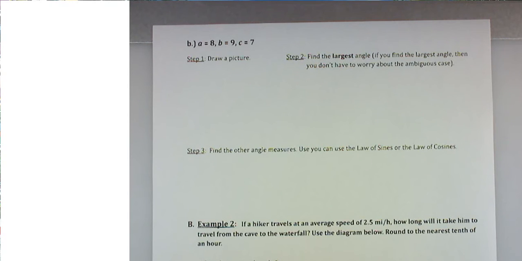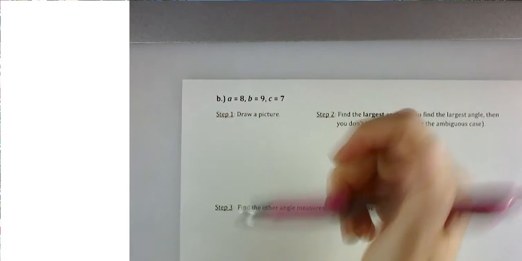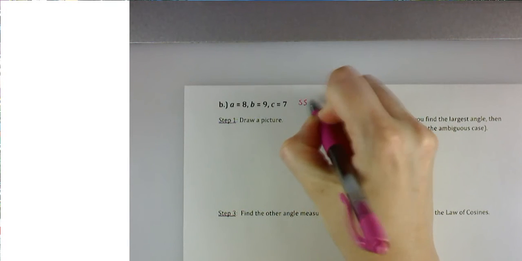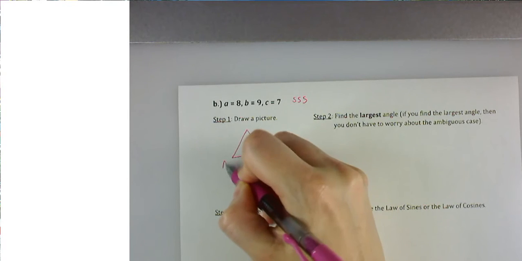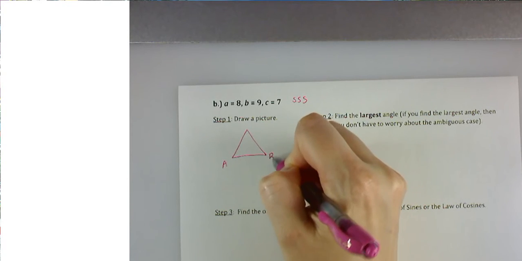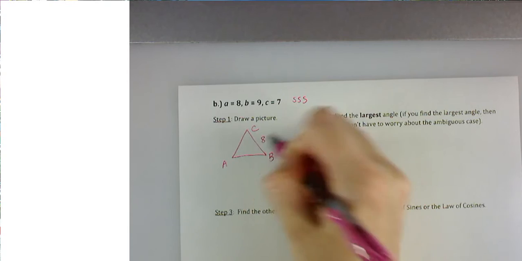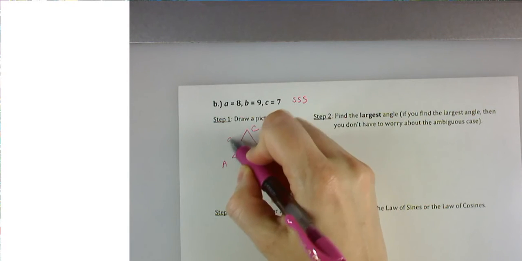All right, so we're still on the law of cosines, and here you're given 3 side lengths, so this is the SSS case. So we're going to draw a picture. Here's A, B, C, so 8, 9, and 7.